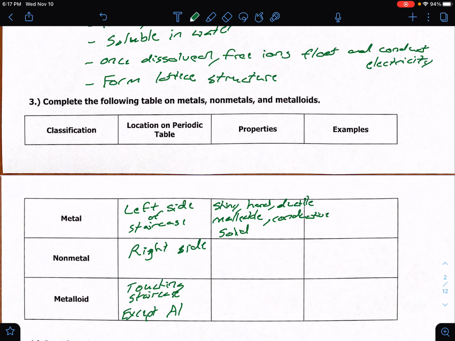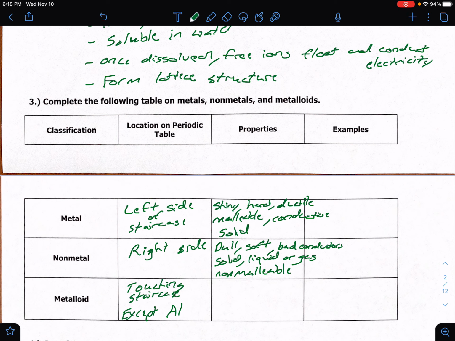Non-metals are going to be more of a dull color, so not really shiny, and more soft. They're going to be bad conductors, so not very good at conducting electricity. They can be a solid, liquid, or gas. And they're going to be non-malleable, so they're not very good at being able to bend.